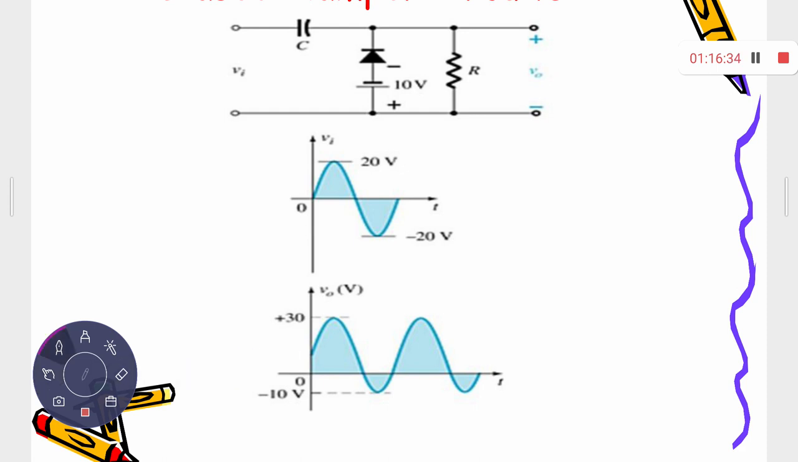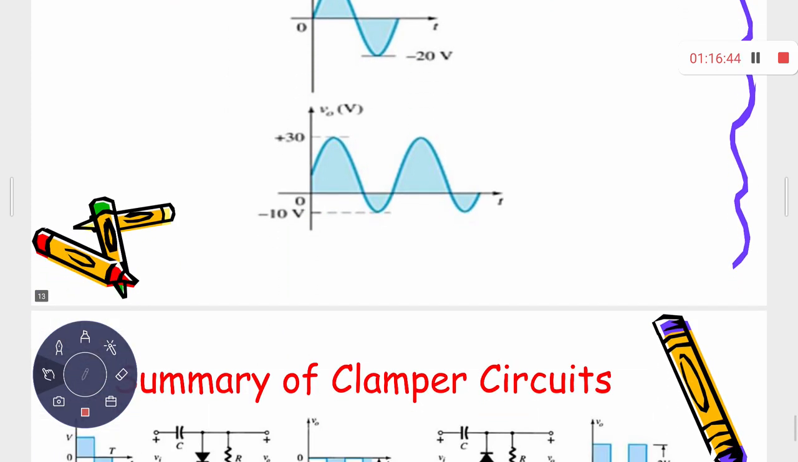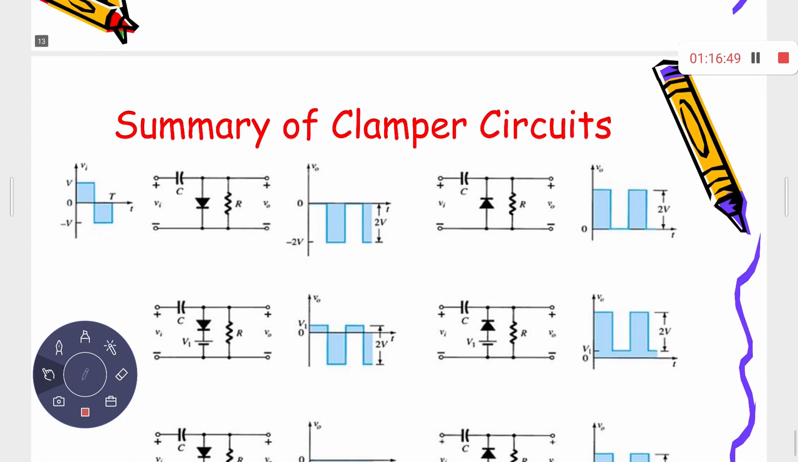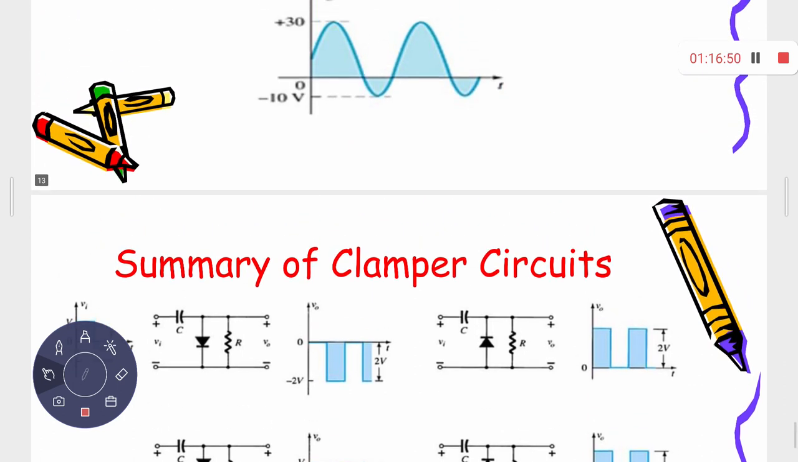Any doubt? So far we have used only a sinusoidal signal. That can be a rectangular waveform as well. Let me take one after another.